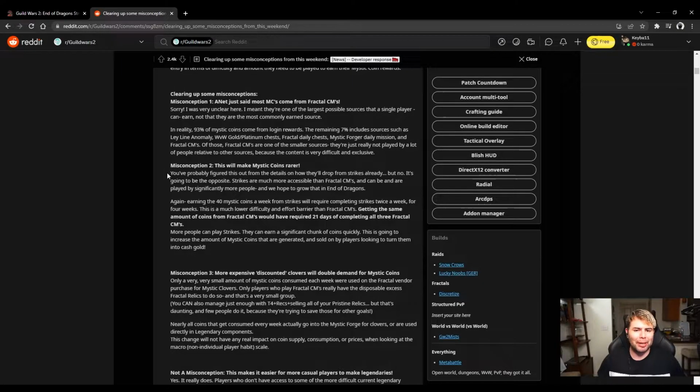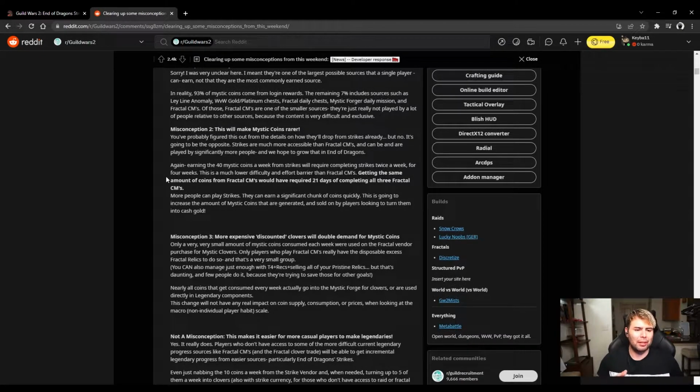And possibly by doing the Mystic Coin thing, that's how they're going to get the actual player base to do it. Because I feel like the Fractal CMs, I mean, it just depends on what the person's playing it for, ultimately. Anyways, again, earning the 40 Mystic Coins per week from strikes will require completing strikes twice a week for 4 weeks. This is much lower difficulty and effort than the Fractal CM. Of course it is.